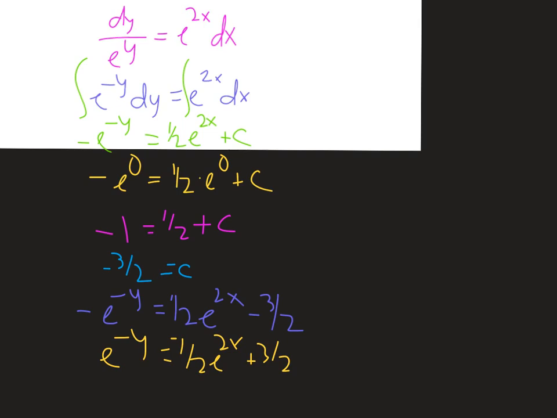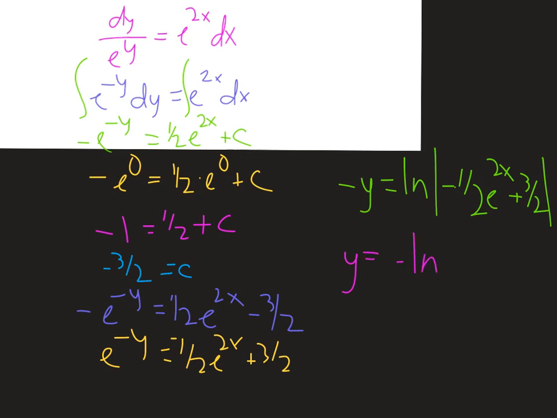And then I'm going to take the natural log of both sides. So negative y is the natural log of negative 1/2 e to the 2x plus 3/2. And then I'm going to multiply by a negative again. y equals negative natural log of negative 1/2 e to the 2x plus 3/2. And we did it. So if we took the derivative of that, we should get back to where we started.